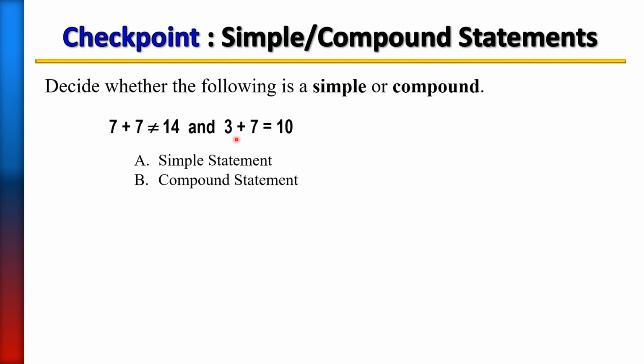On the right side, 3 plus 7, that's a true statement. That's a true math sentence. And again, it falls under the category of a statement, because if it's true or false, it's a statement. So what you have here is two math statements. When you have two or more statements joined by a connector, our connector here is and, you got it, a compound statement. And there you have it.